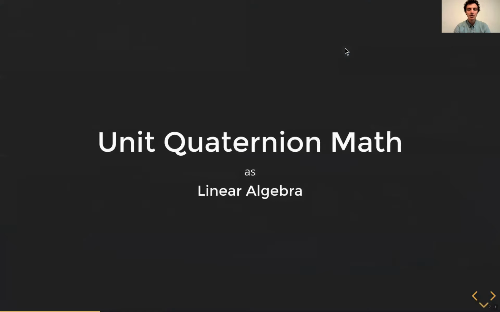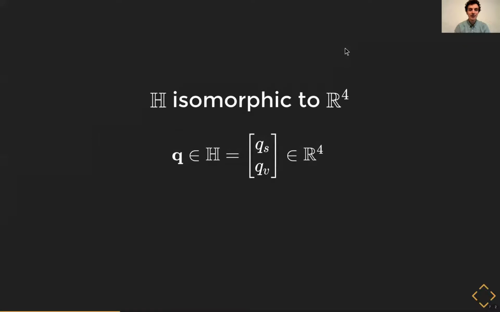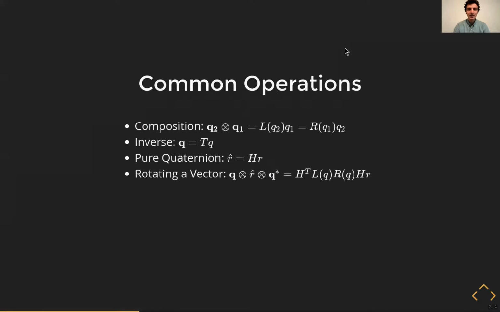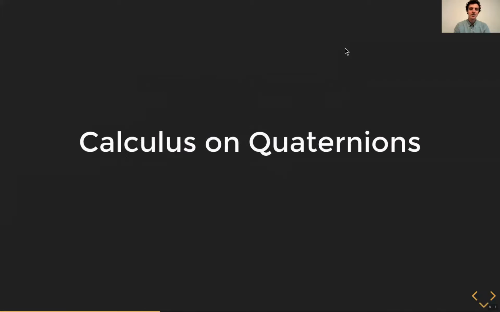While I don't think I need to motivate too strongly why unit quaternions are an excellent choice for representing 3D rotations, one of the key points I want to drive home with this presentation is that unit quaternions are linear operators. This stems from the fact that the space of unit quaternions is isomorphic to the space of R4, which is really just fancy talk for saying that a lot of the common operations that we do with unit quaternions end up being linear algebraic expressions or just matrix vector multiplications. This ends up being very nice when it comes time to doing calculus on the space of quaternions.